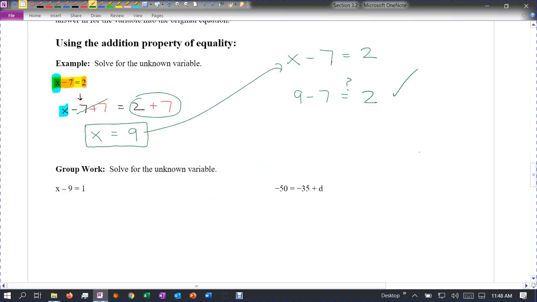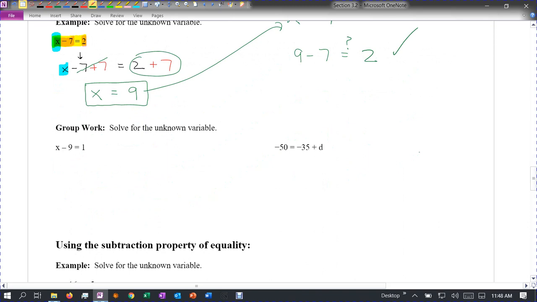Okay, let's try these. These are group works, but I'll go ahead and work through them. So we're trying to isolate x. What I need to do is get rid of that minus 9. So I will add 9 to both sides. I have x minus 9, going to add 9 to the left side. On the right side I had a 1, but now I'm going to add 9 to that side. These 9s cancel, which just leaves me with x on the left side, and on the right side we have 1 plus 9, which is 10. So our solution is 10.